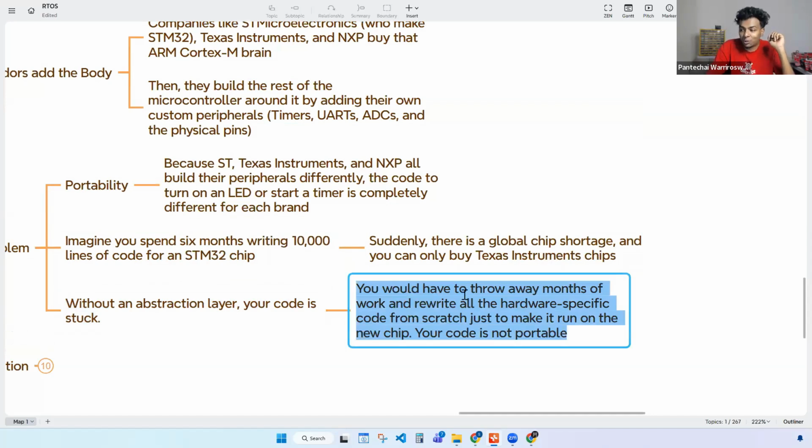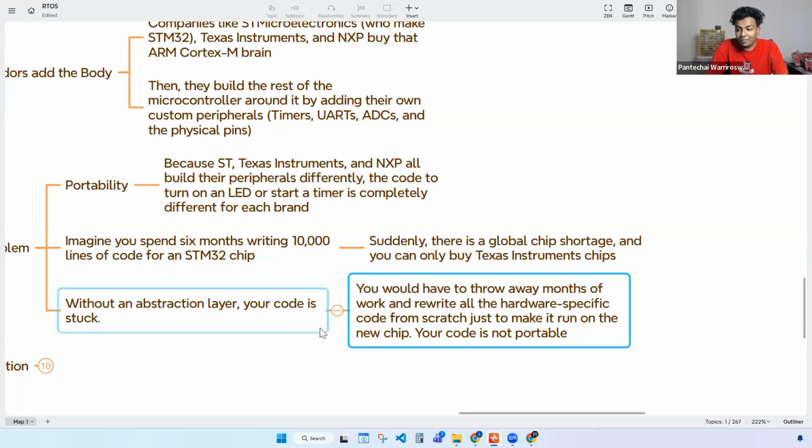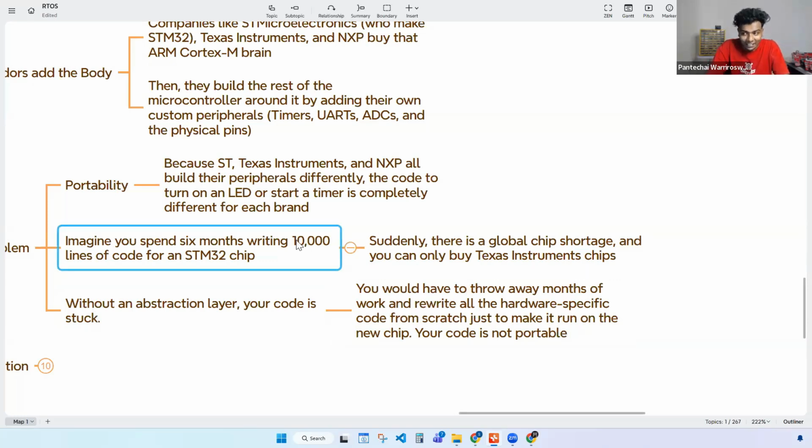So we have to throw away all the months of work and rewrite all the hardware-specific code from scratch just to make it run on the new chip. Your code is going to work, but you need to do a lot of modification because your manufacturer has changed. Whenever the manufacturer changes, you need to change all the 10,000 lines of program again for the new manufacturer. This is the real problem statement which is going to be faced by all product-based companies.